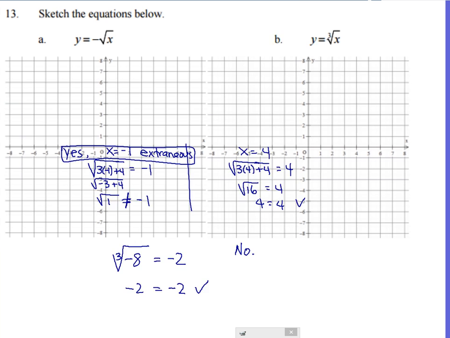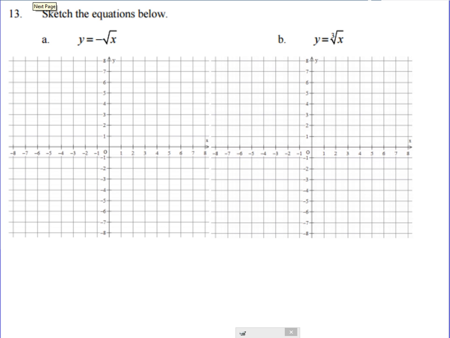All right, wonderful. A couple more problems. All right, so we are supposed to sketch the equation below. So I'm going to give you our table.